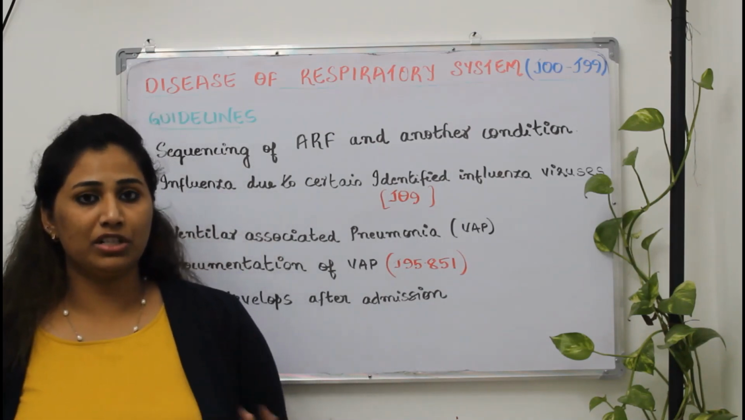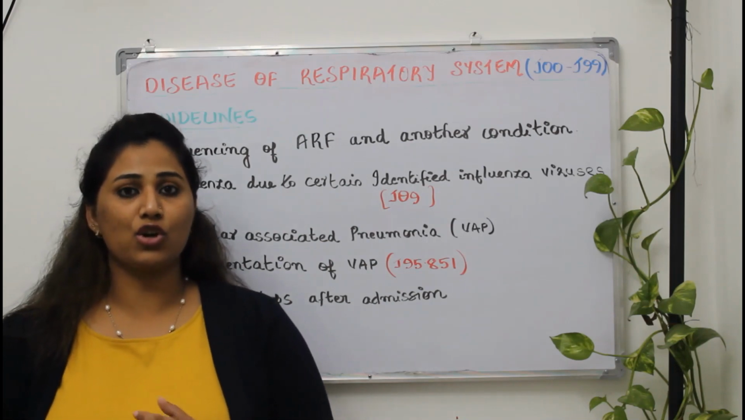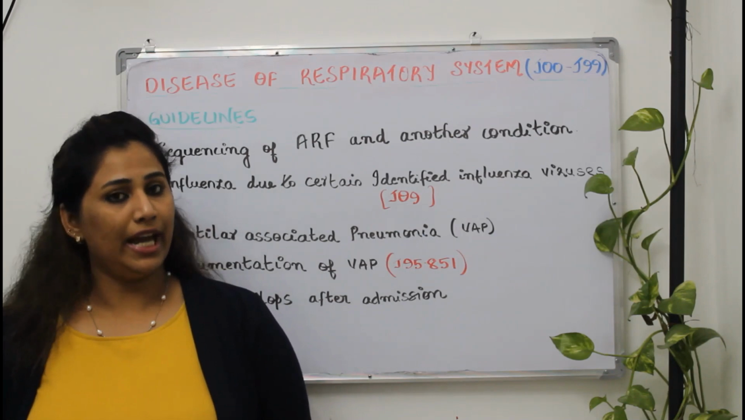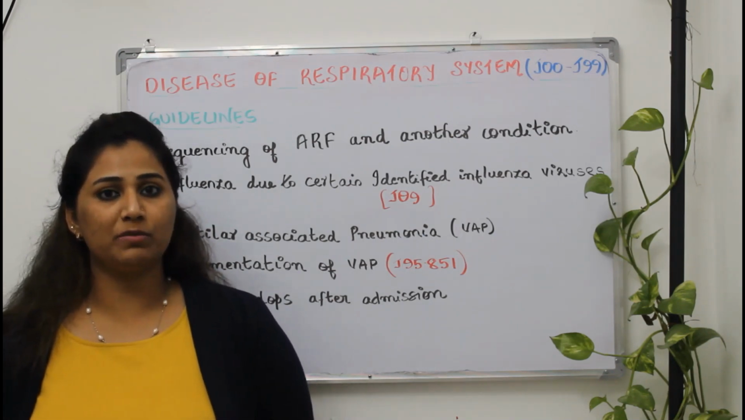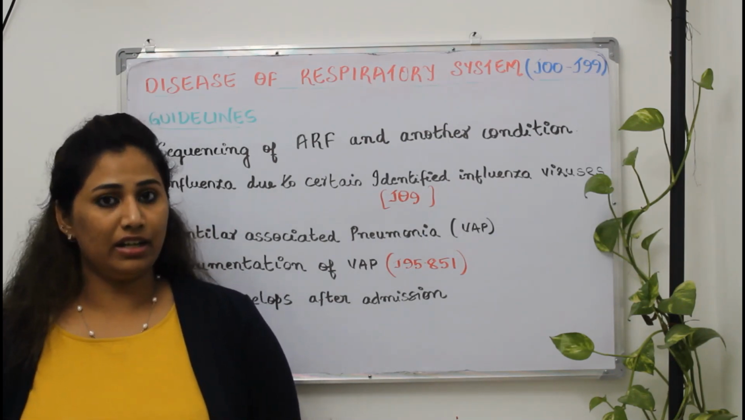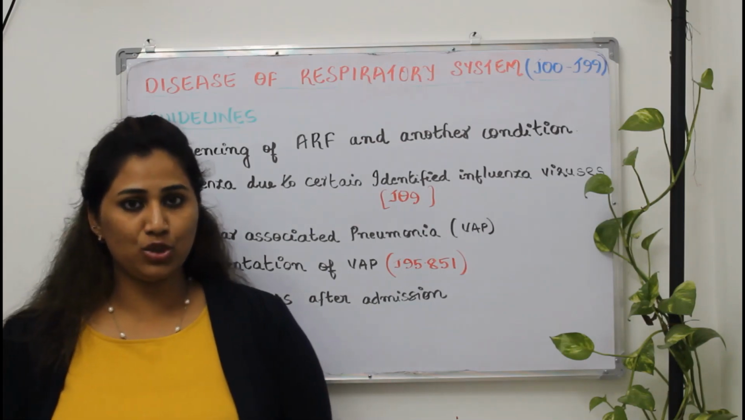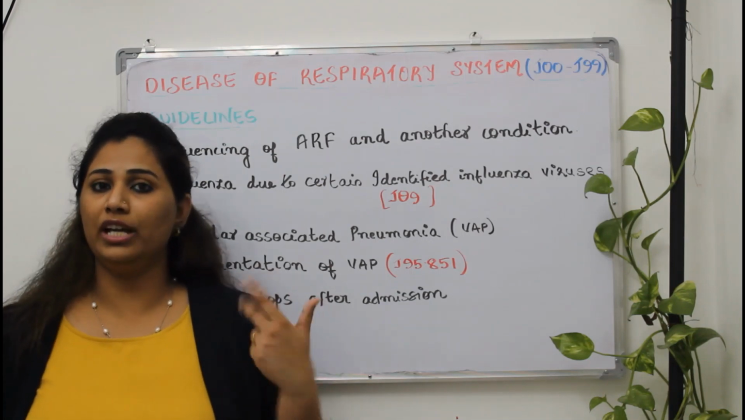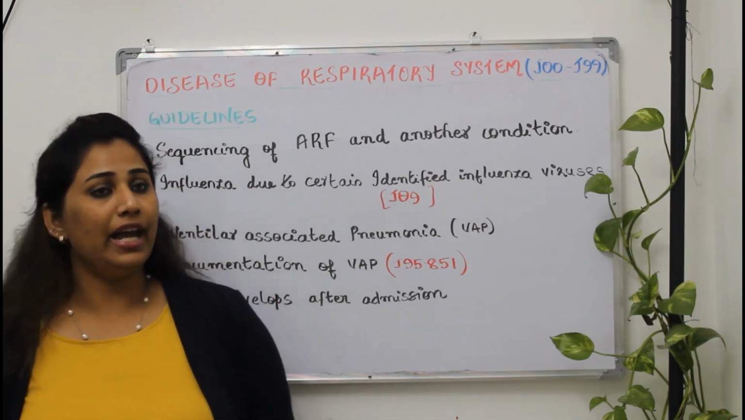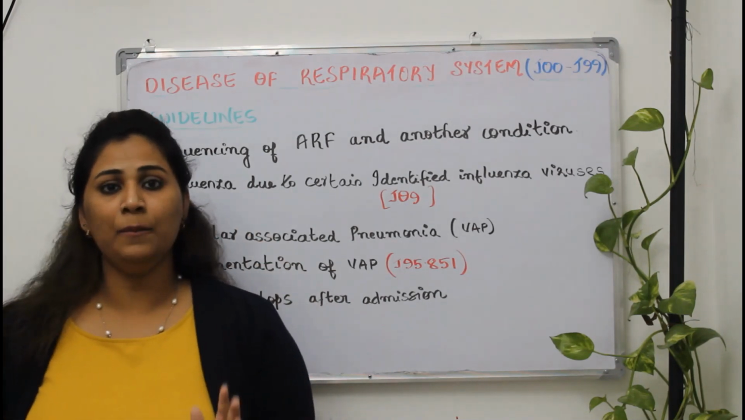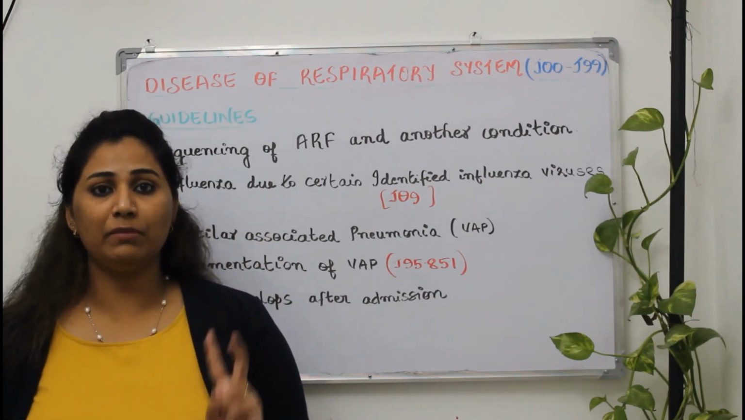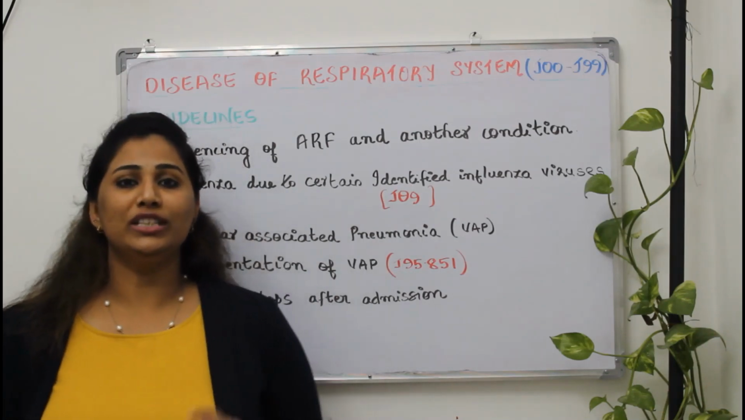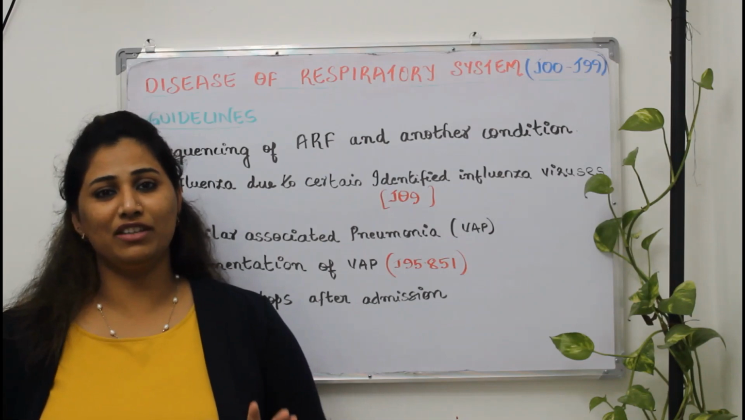So this is the coding guideline for VAP. In the respiratory system, the main topics are chronic obstructive pulmonary disease with asthma. Then comes acute respiratory failure. In acute respiratory failure, there are mainly three headings: when to put it as primary, when to choose it as secondary, and when it is associated with more than one acute condition. The third one is influenza, and the fourth one is VAP. In VAP there are two points: documentation and developed after admission. So this is nothing but the respiratory system.